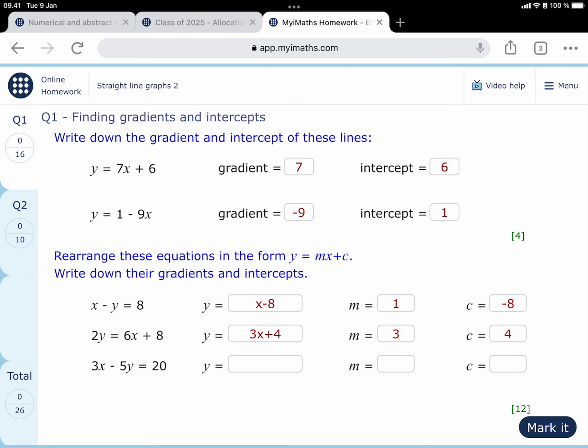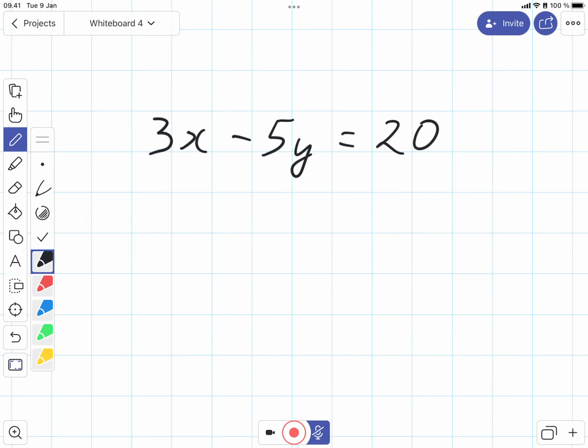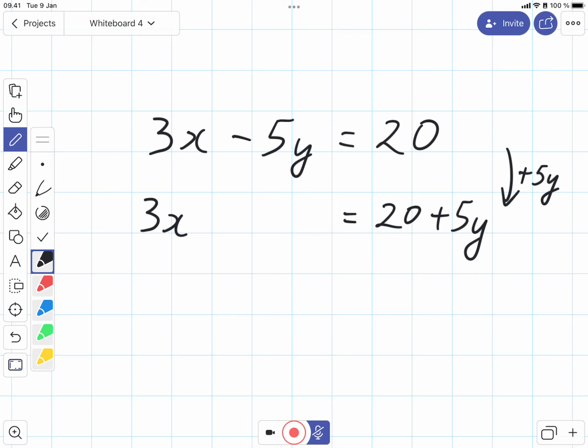3x minus 5y equals 20. Let's get rid of the minus by adding 5y to both sides. That gives us 3x equals 20 plus 5y, and that gets rid of all the minuses. We want to get the y bit on its own, so I want to take away the 20, but we've got to do that both sides. So 3x minus 20 equals 5y.